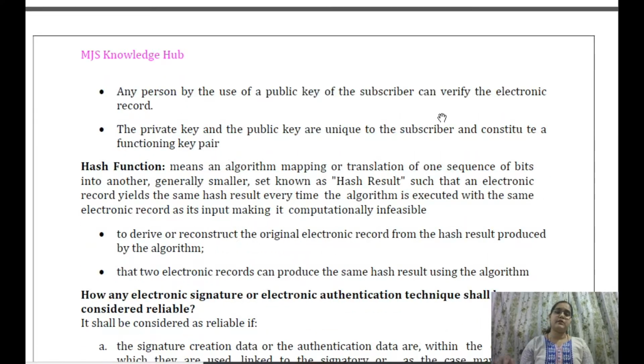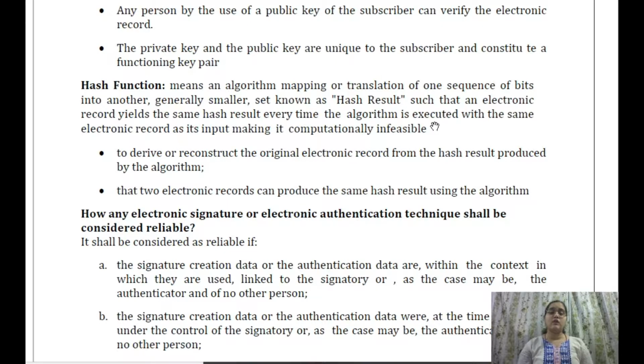right? Then any person with use of public key of subscriber can verify the electronic record. So only who has a public key can see and understand the electronic record, and the private key and public key are unique to subscriber and they constitute a key pair. So this is about authentication of electronic record. Okay. Then let us try to understand what is meant by hash function and how the electronic signature or electronic authentication technique shall be considered reliable.